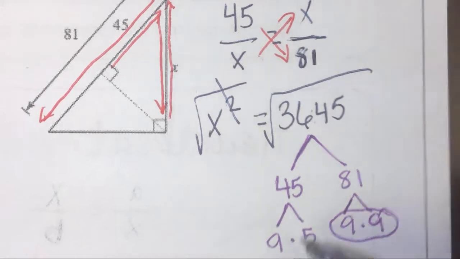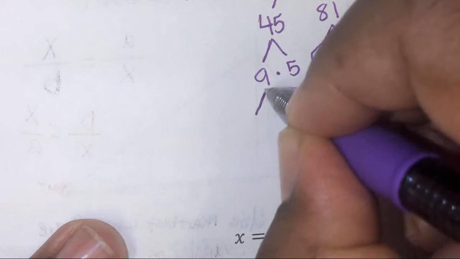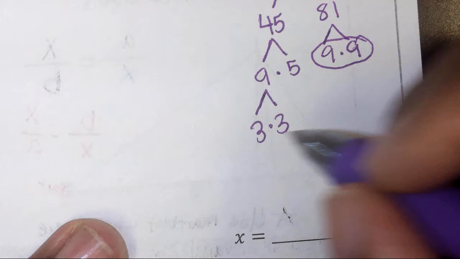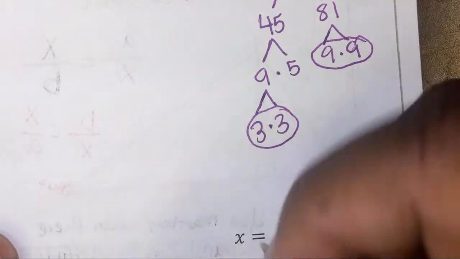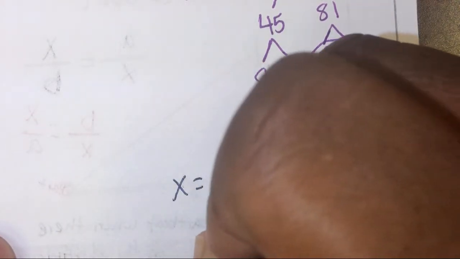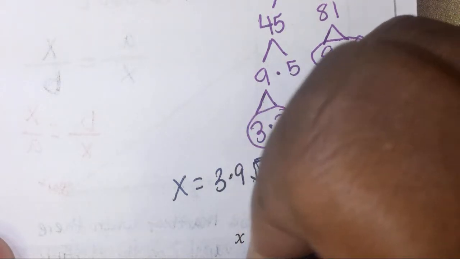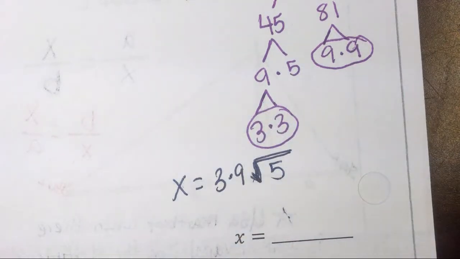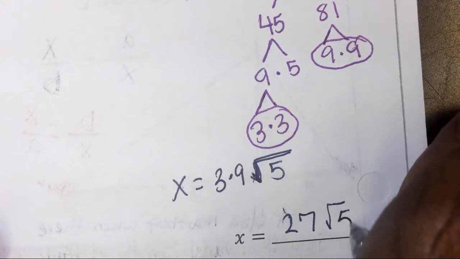Over here, I got 9 and 5. I got to go a little further because I can break down that 9. What can I do? 3 and 3. Can't do nothing with a 5. Leave it there. Double. So I'm bringing out a 3 and I'm bringing out a 9. So x equals 3 times 9 square root. What's under the square root still? The 5. We didn't use it. And so when you simplify that, 27 square root 5.